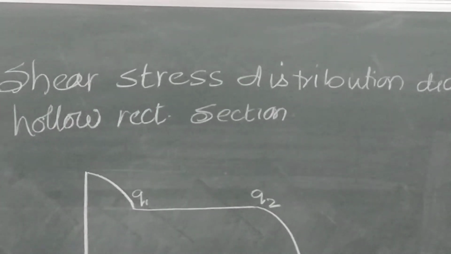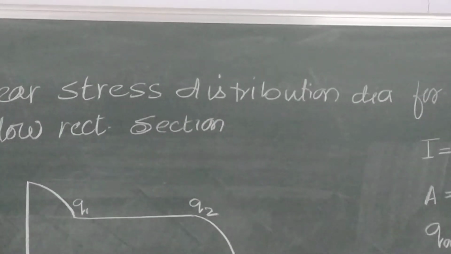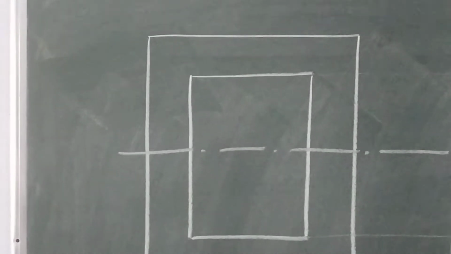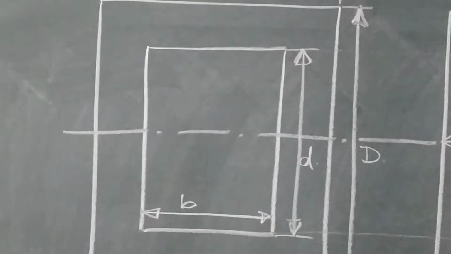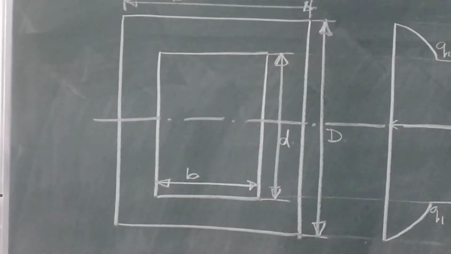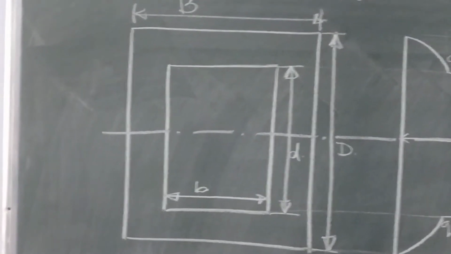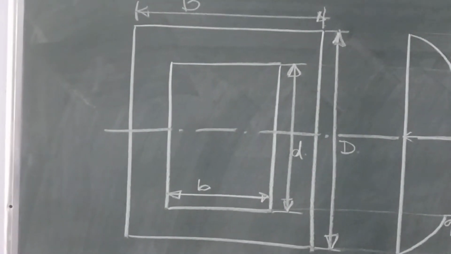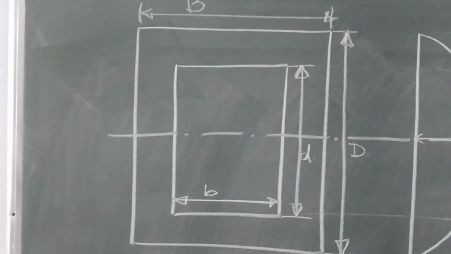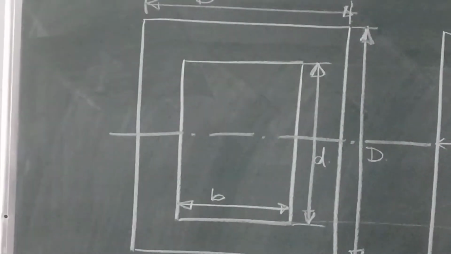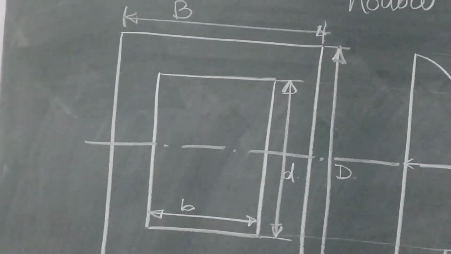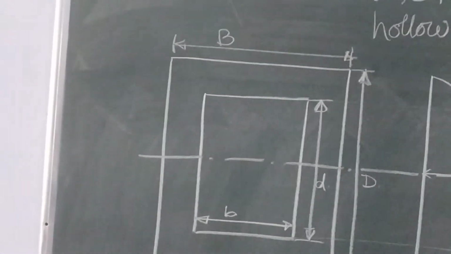Students, let us start with the shear stress distribution diagram for a hollow rectangular section. This is a hollow rectangular section having its dimensions: inner rectangle as small b and small d, and outer rectangle as capital B and capital D, width and depth.